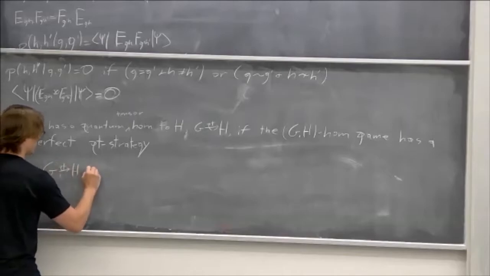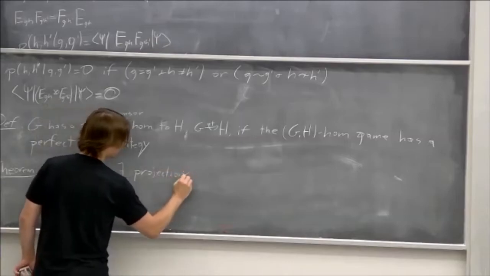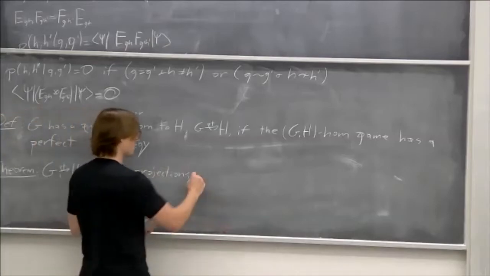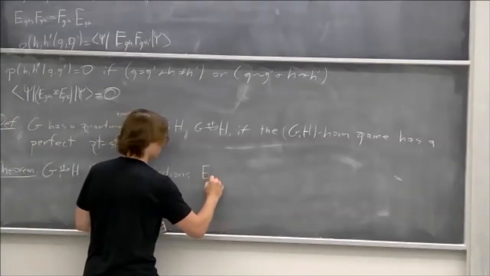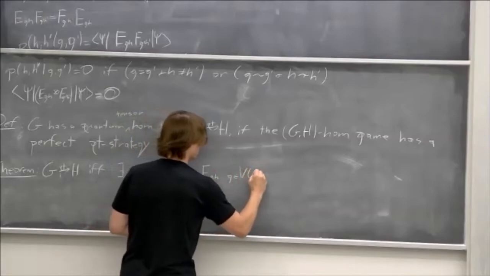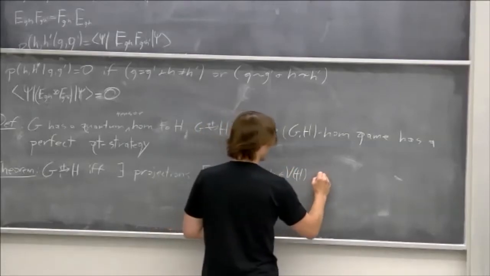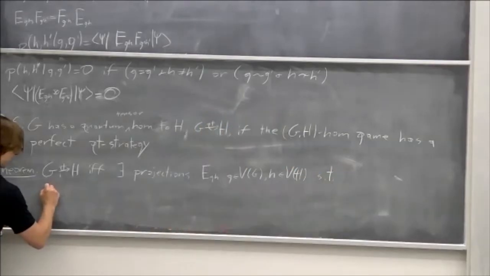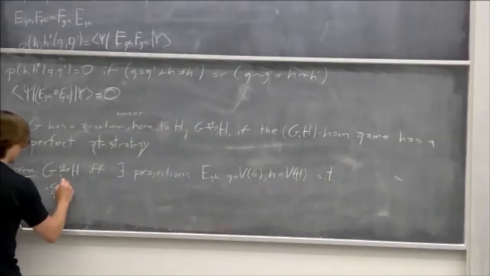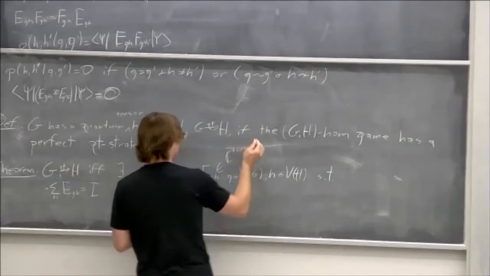to H if and only if there exist projections. When I say projections, I mean orthogonal projections, so Hermitian and squares to itself. Sort of E_{g,h}, where g is in V(G) and h is in V(H), such that the following holds. The first thing is that if I fix the vertex from G and I sum over h, I get identity. I guess I should say these are some D by D matrices. D can be whatever we want, we don't care.